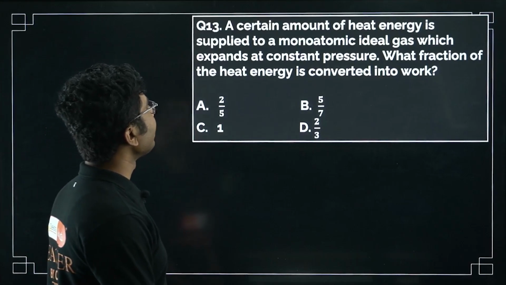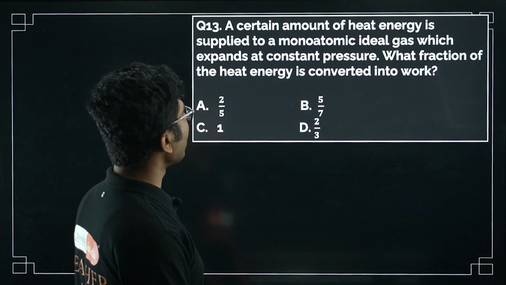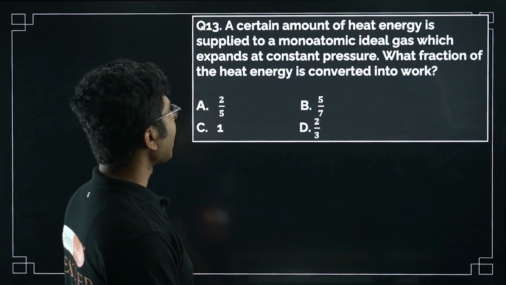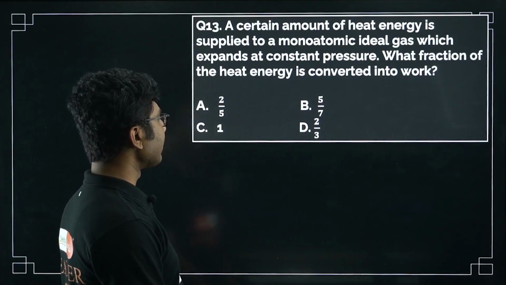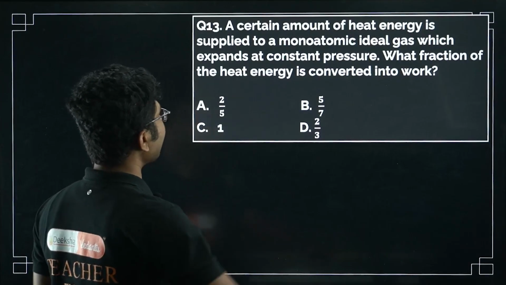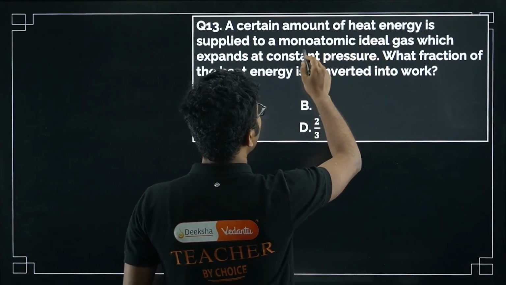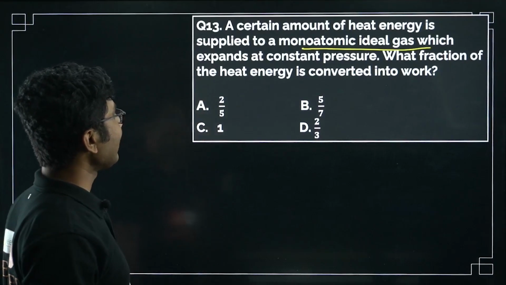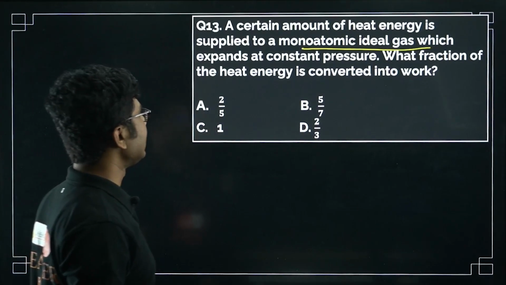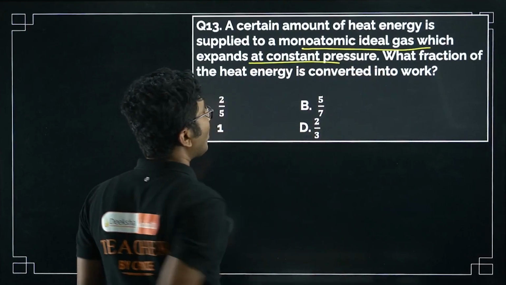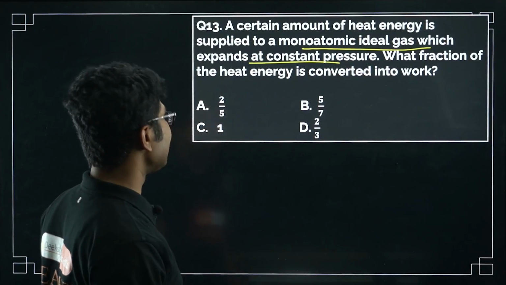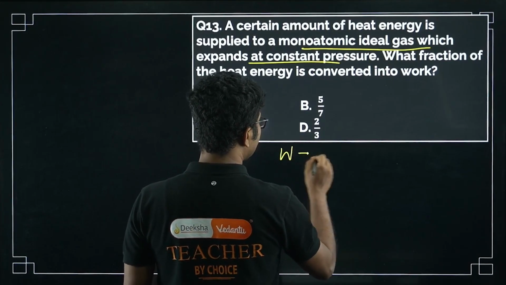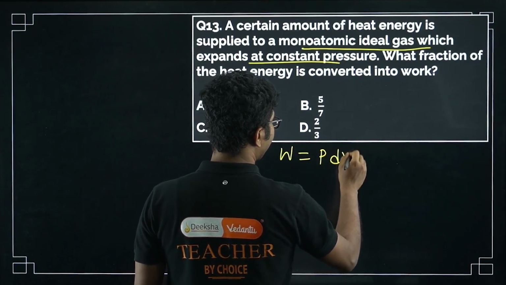A certain amount of heat energy is supplied to a monoatomic ideal gas which expands at constant pressure. What fraction of the heat energy is converted to work? So a certain amount of heat energy is supplied to a monoatomic ideal gas, which expands at constant pressure. What fraction of the heat energy is converted into work? So work is basically P dV.